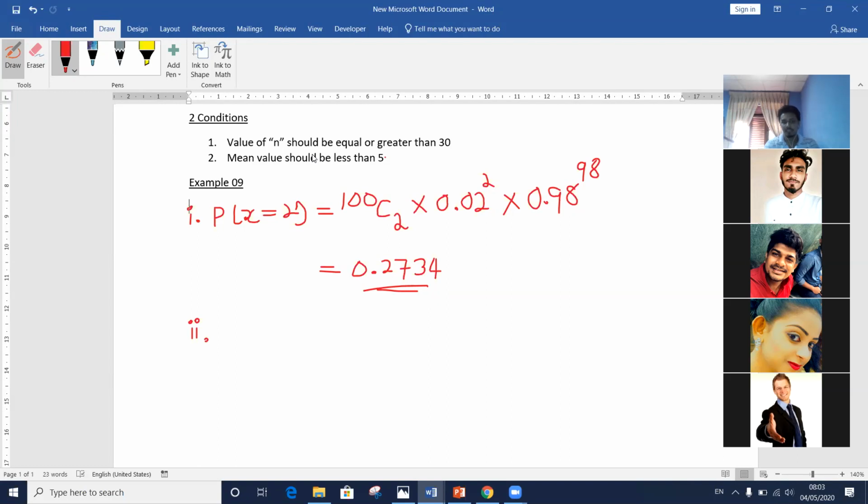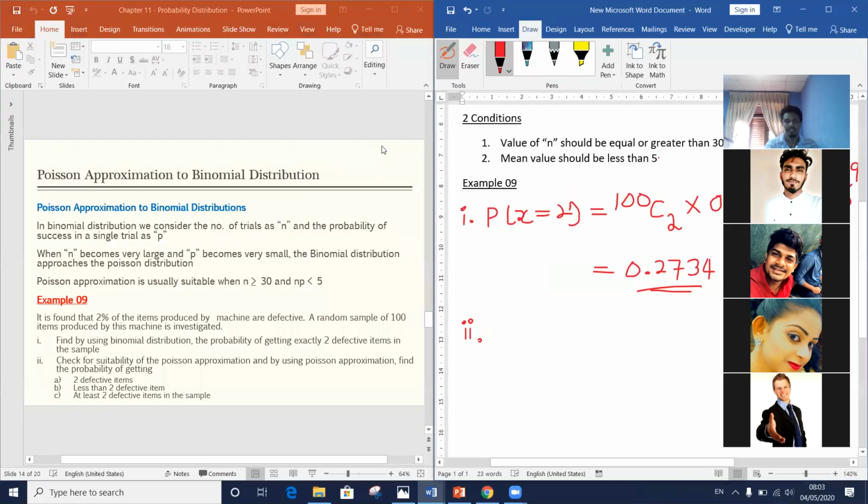Are these two conditions satisfied? Condition number 1: the value of n should be equal to or greater than 30. Is it? Is the n value greater than 30? Yes, it is greater than 30. It is 100. So condition number 1 is satisfied. Right?